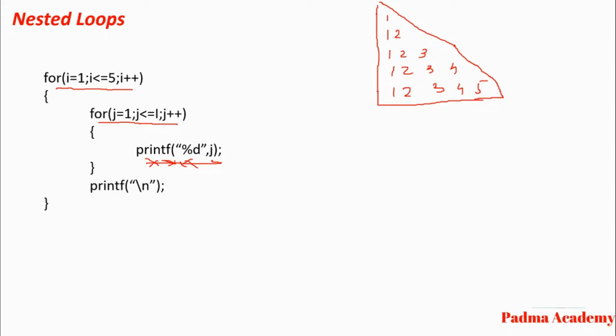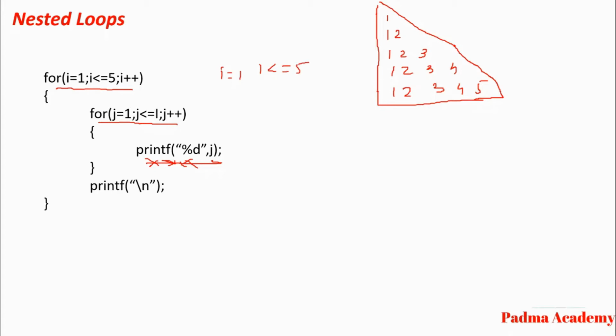So we will see the execution of it. First, initially i will be equal to 1, and it will check, is i less than or equal to 5, is 1 less than or equal to 5, yes.